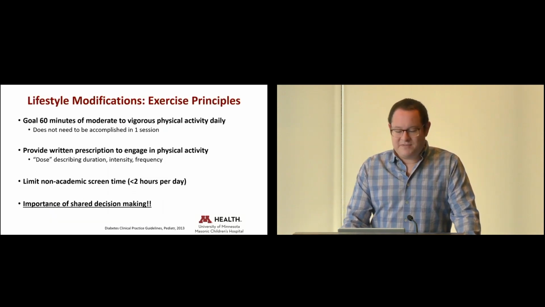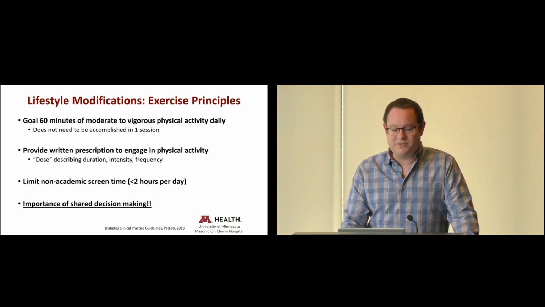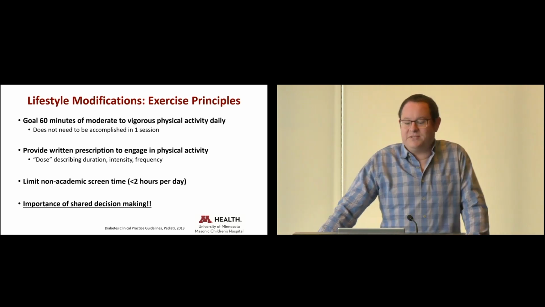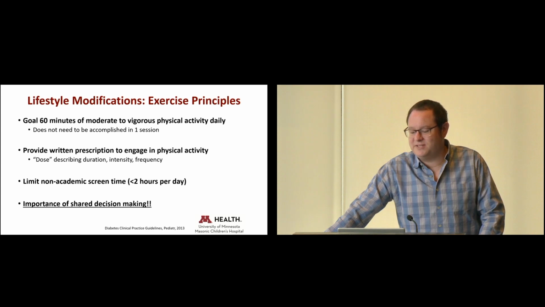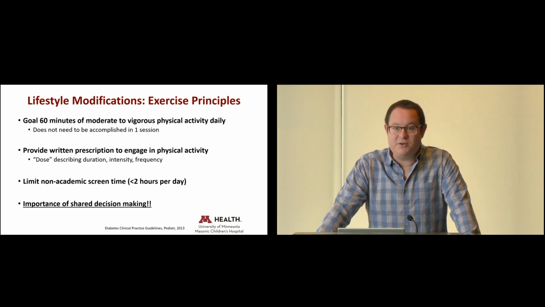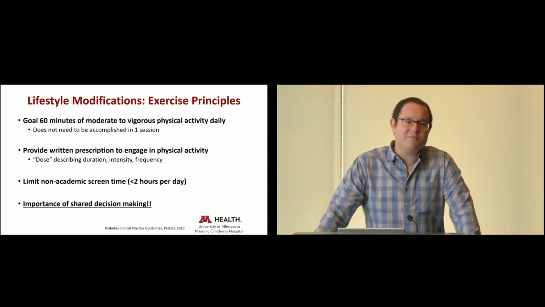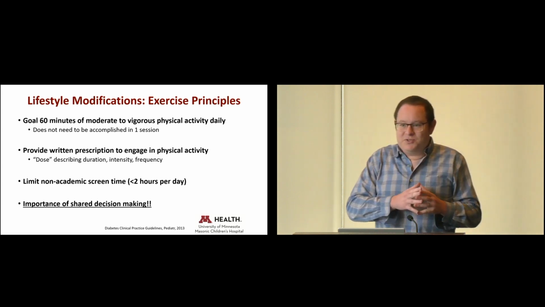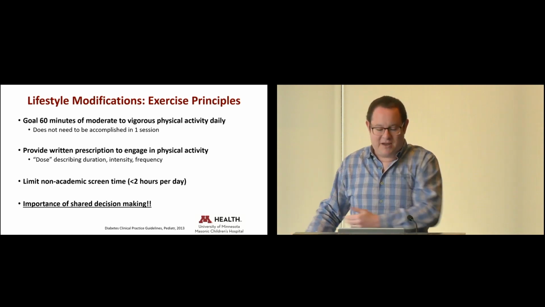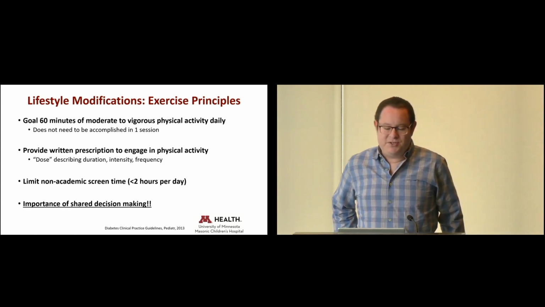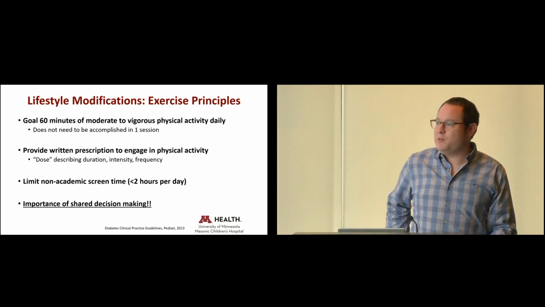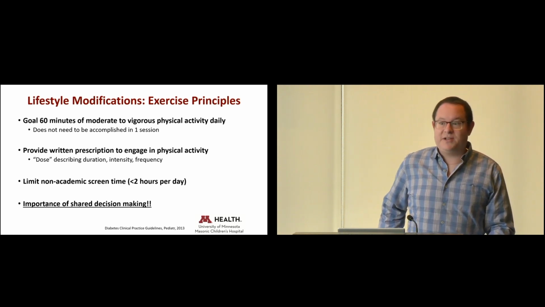So in terms of lifestyle, or in terms of exercise principles, this is the general recommendation: a goal of 60 minutes of moderate to vigorous physical activity a day. That does not need to be done in one session. One of the things I often do in clinic is provide what is known as a written prescription. Under activity goals, we will shoot to do this a certain number of times per week, for a certain number of minutes per time, for example. It's also recommended to limit non-academic screen time. And again, the importance of shared decision making, and within muscular dystrophy, there are a lot of specific considerations as well.